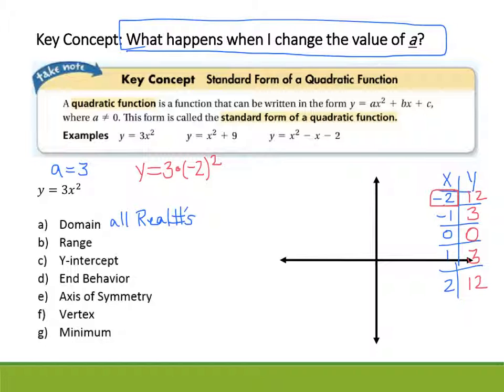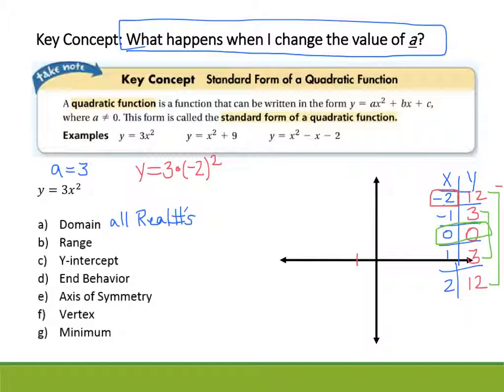So again, I'm getting this situation where I have range values that are repeating. See, the 12 repeats and the 3 repeats. 0 does not repeat. In this case, 0 will be my vertex point. By the way, the vertex is not always at 0. Okay, so let's graph these points.